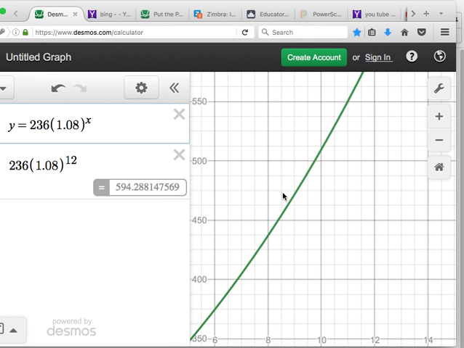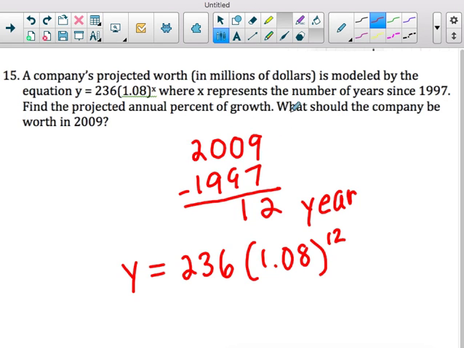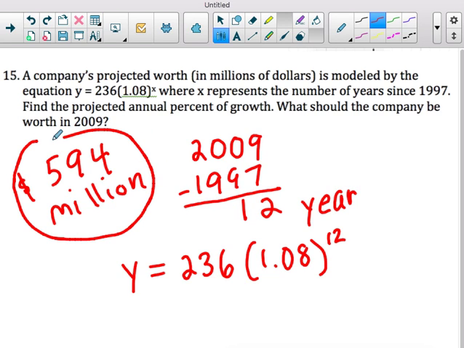And sometimes it's kind of hard for me to zero in on exactly what I wanted. So what I did instead was I typed in 236 times 1.08 raised to the 12th power, and it gives me this number right here. The net worth is going to be 594.288. So what would the worth be in 2009? 594 million. Sorry if I said billions before. So there you go. That's the solution for problem number 15.